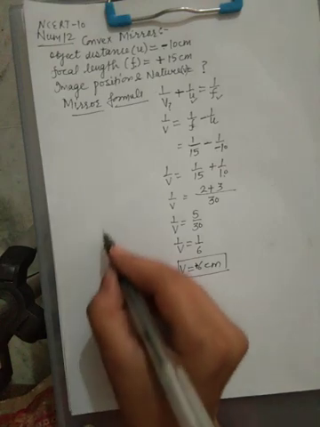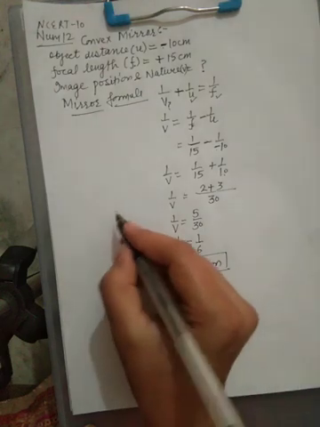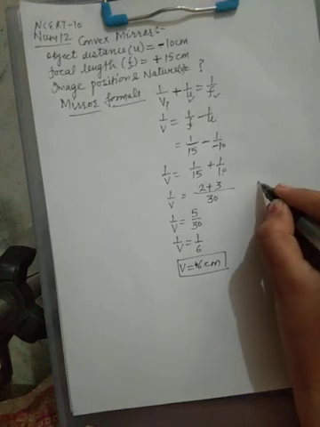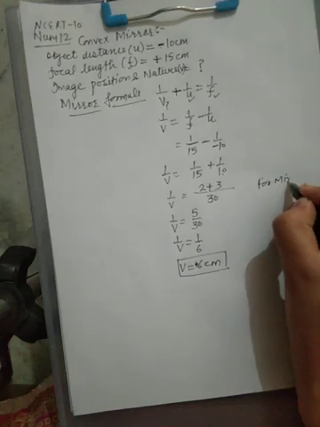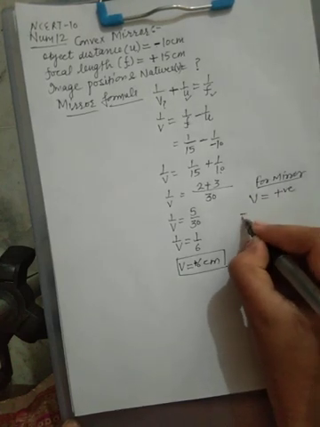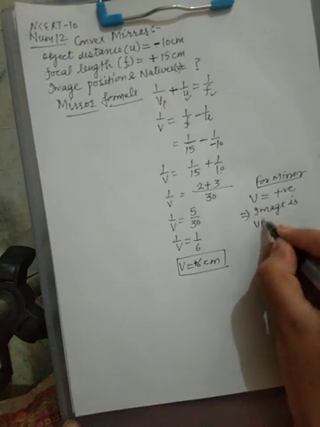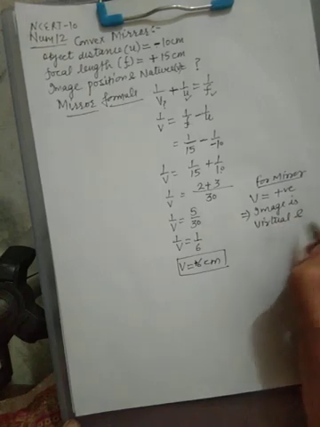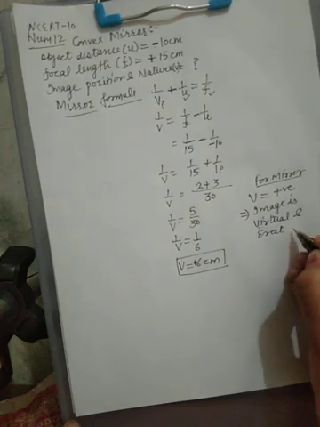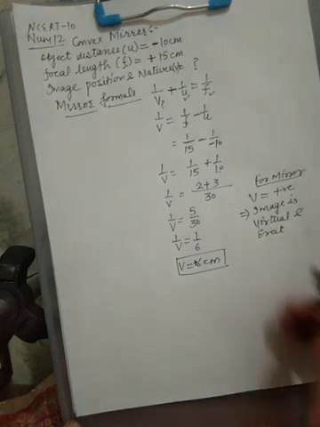So I have told you, when answer is positive in case of mirror, the image is virtual and direct. So for mirror, if image distance is positive, it implies image is virtual and erect. So it is nature of image. Nature is virtual. So image is virtual and erect.